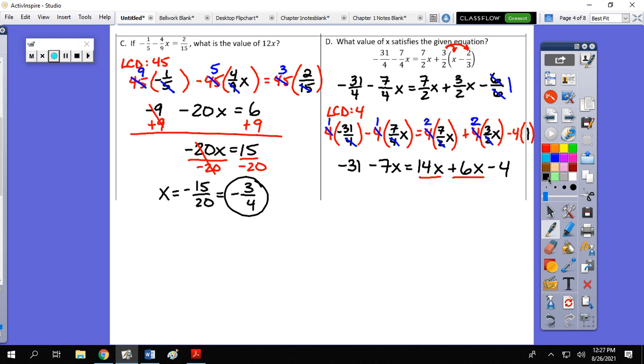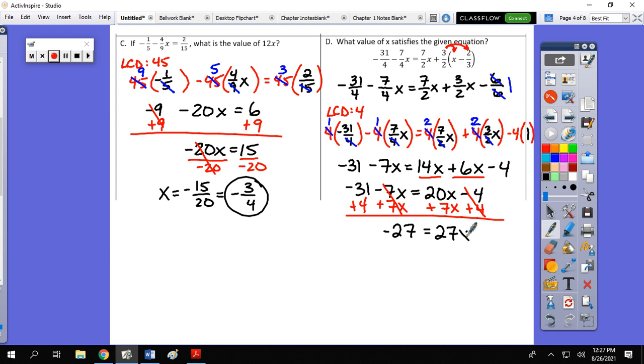So then we combine like terms. So we have negative 31 minus 7x equals 20x minus 4. Next would be to isolate the variable. So we will add 7x to each side of the equation to move the x to the right side. You could also subtract the 20x. It would make no difference. Since we move the x to the right, we need to move the number to the left by adding 4 to each side of the equation, which would give us negative 27 equals 27x.